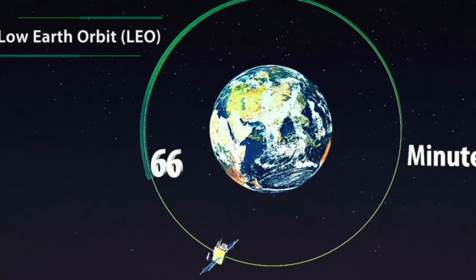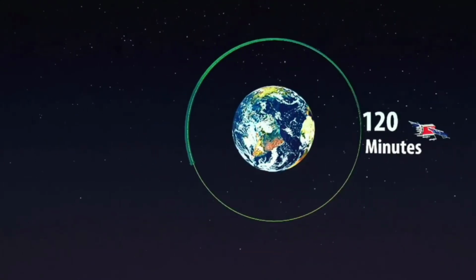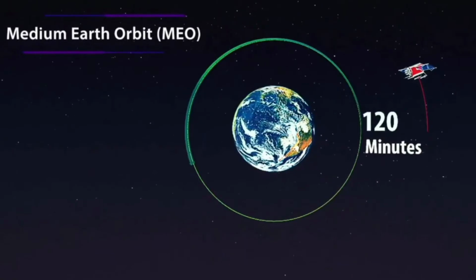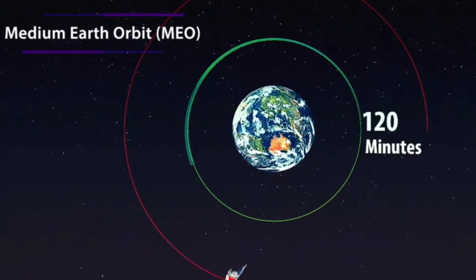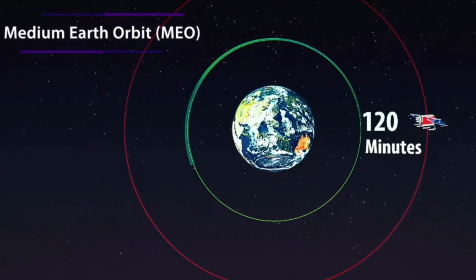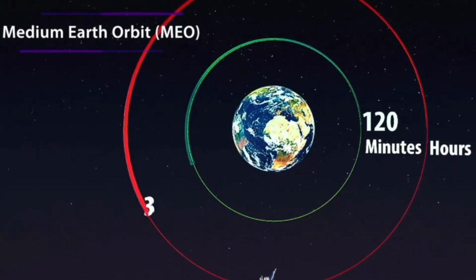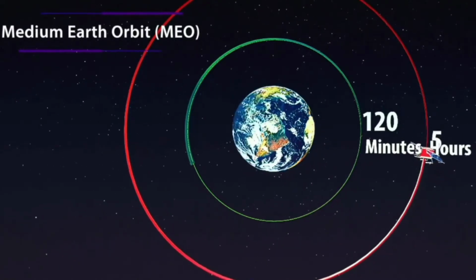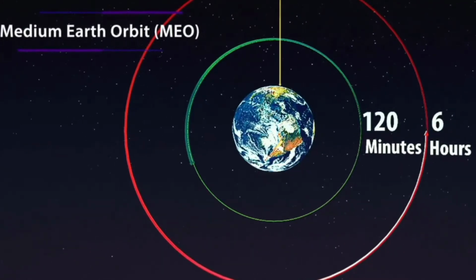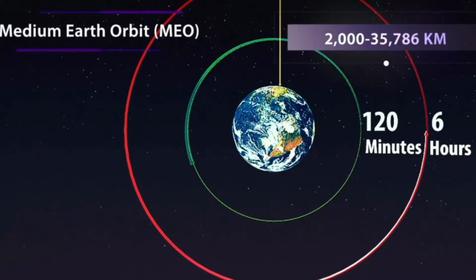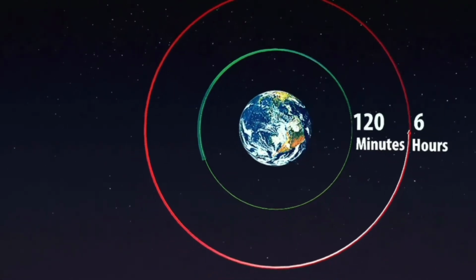The satellite rotates around the Earth in about 120 minutes. Medium Earth orbit: the satellite rotates around the Earth in about 6 hours. Its altitude is 2000 to 35,786 kilometers.